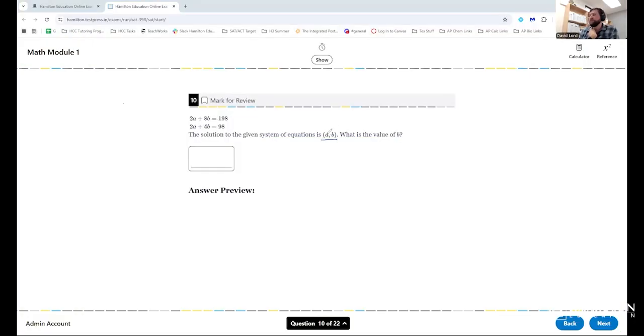Number 10. The solution to the given system of equations is a, b. So this is kind of confusing, but that's just your normal x, y. So in this case, we're just solving for the y variable, or solving for b.